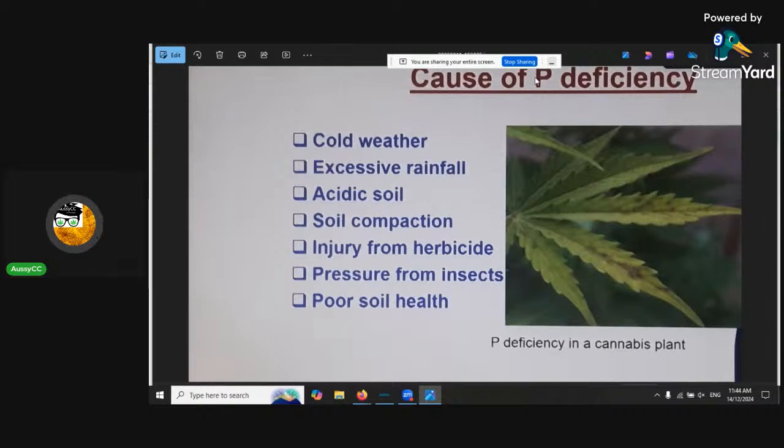And the causes, how do you get a phosphorus deficiency? Cold weather, excessive rainfall, acidic soil, compaction, injury from herbivores, pressure from insects, or poor soil health.